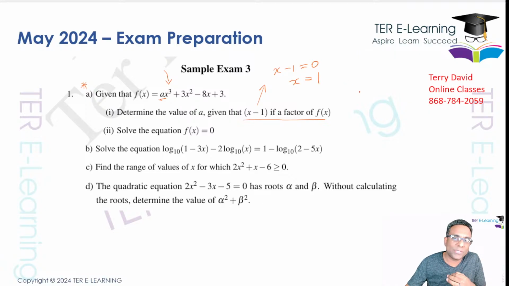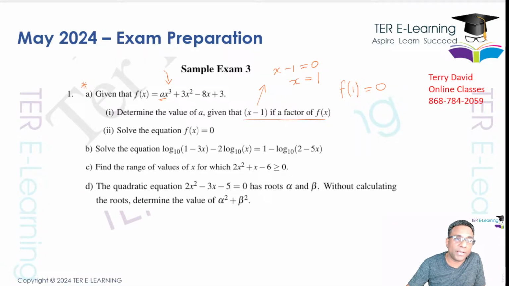Now, when they tell you something is a factor, it means that f of 1, if I plug 1 into that function, I'm going to get 0 as my answer. Because if something is a factor, it means that when we divide by that factor, we are not going to get a remainder.